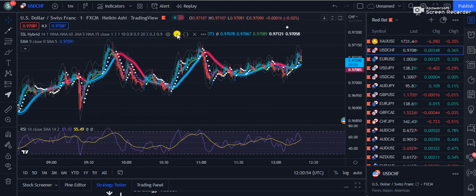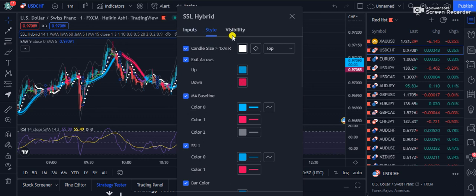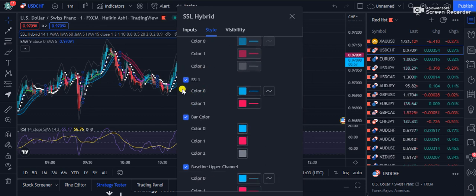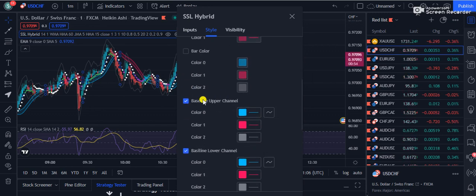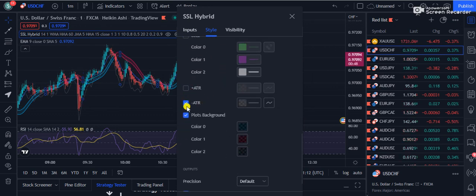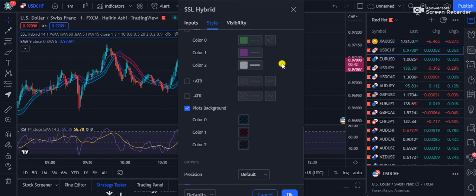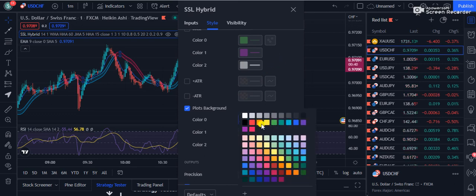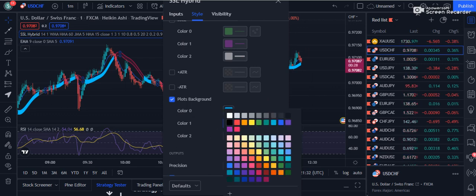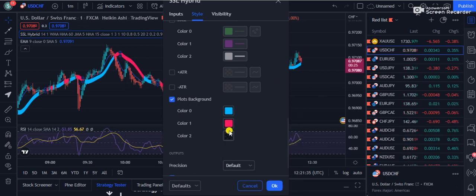Okay, so if I go to the first indicator that we have attached, SSL hybrid, going to the settings and style section, I'm going to uncheck all other things, MA baseline, SSL color, bar color. I will keep baseline upper channel and baseline lower channel, and SSL2, I will also remove all other ATR. And if I go to the plot backgrounds, then I will do a little bit of changing inside it. So what I'm going to do, I'm going to make the opacity full. So right now, if I can show you, there is an opacity option in the downward side, so you will choose it to 100% so that they should look prominent on your screen.